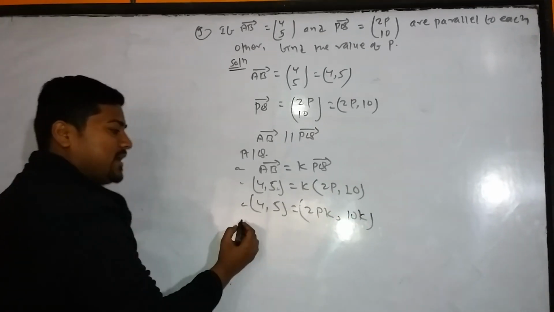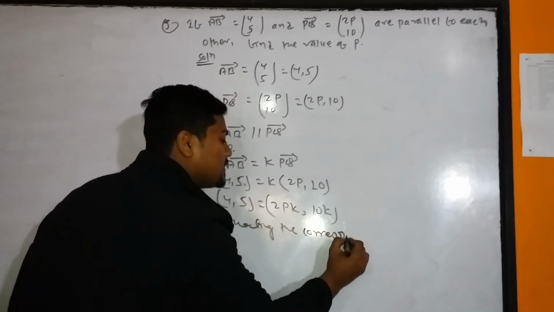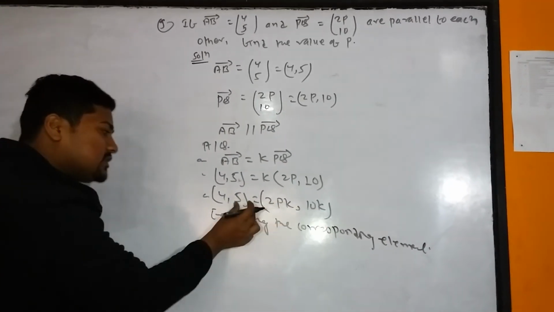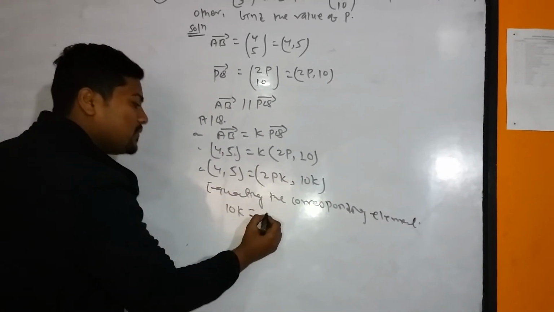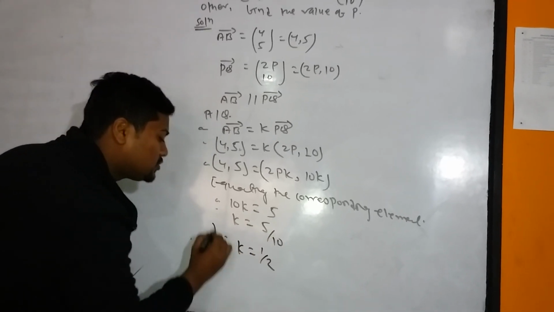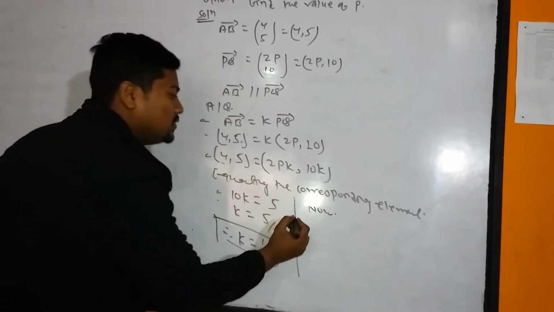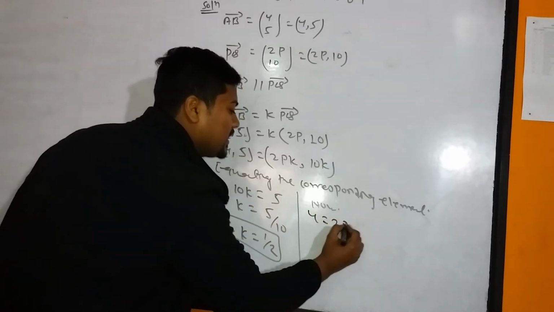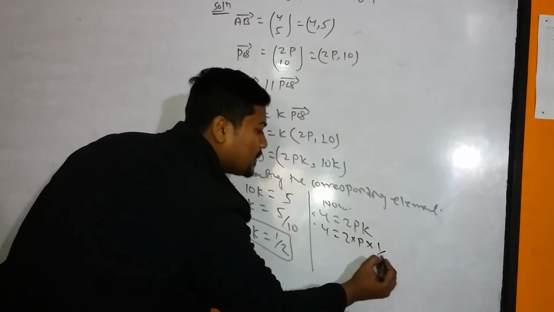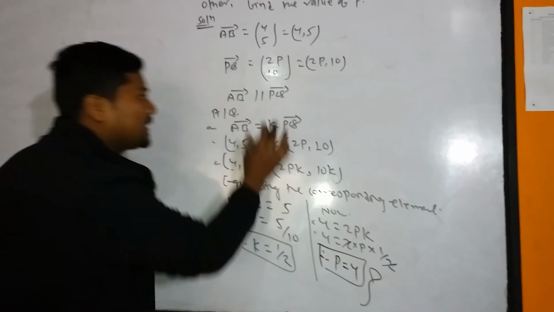First of all, find the value of k. Equating the corresponding elements means 10k is equal to 5. Means k is equal to 5 by 10. Therefore k value is 1 by 2. So now what we can write another? 4 is equal to 2pk. K value is 1 by 2, so 2 and 1 by 2 cancel. Therefore p value will come 4. In this way we can get the value of p.